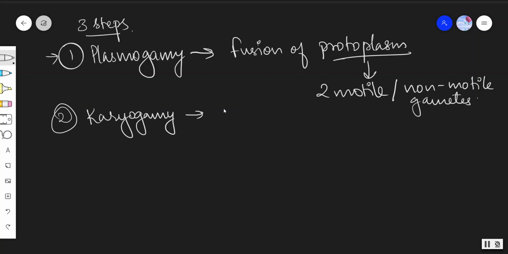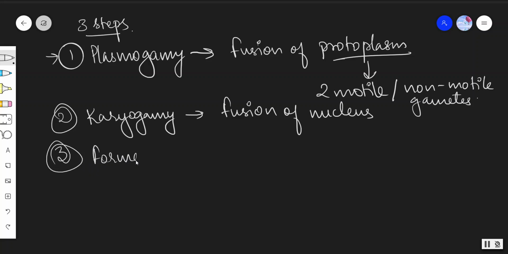Karyo represents a nucleus, so fusion of nuclei occurs in this stage. Third but not the least is meiosis in zygote, resulting in formation of haploid spores. Okay, clear? These are the 3 steps included here.